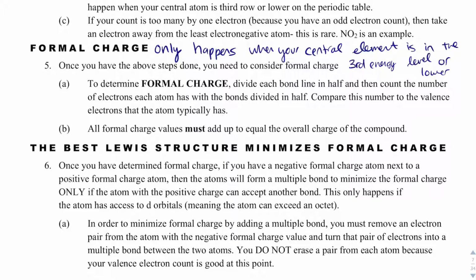And then what you'll do for formal charge is you'll divide each bond line in half and then count the number of electrons that the atom has, and then compare this number to the electrons that the atom typically has according to your periodic table. And all formal charges must add up to equal the overall charge of the compound.